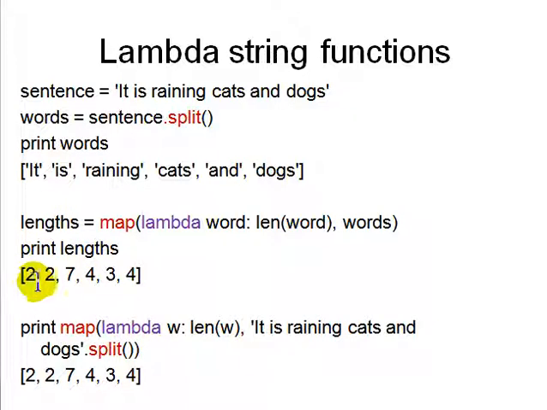So then you get lengths 2, 2, 2, 7, 4, 3, and 4, the lengths of each word. And you could do it in a single line also. You print map lambda length and then the sentence split. So it is pretty compact and it's doing a lot of calculation in a single line.